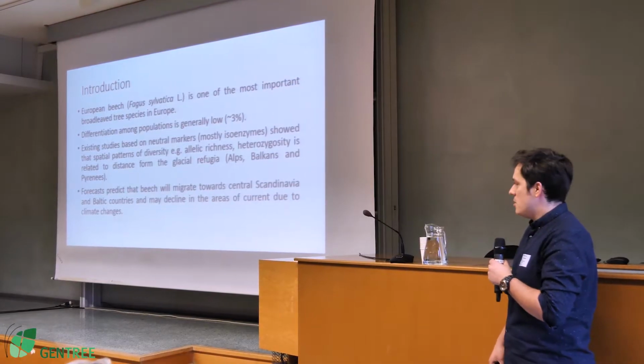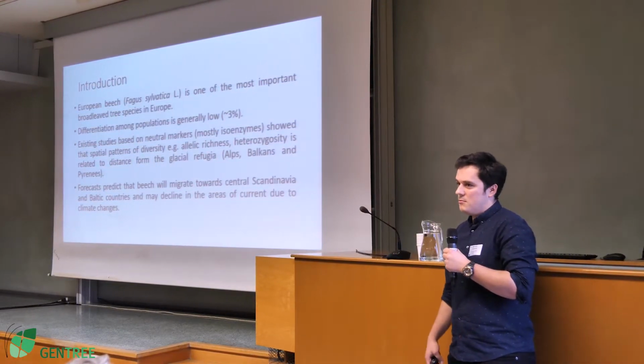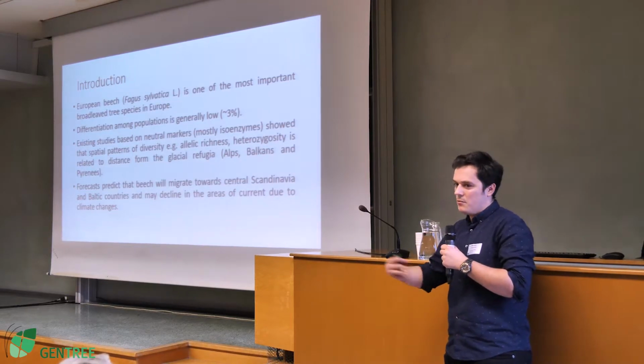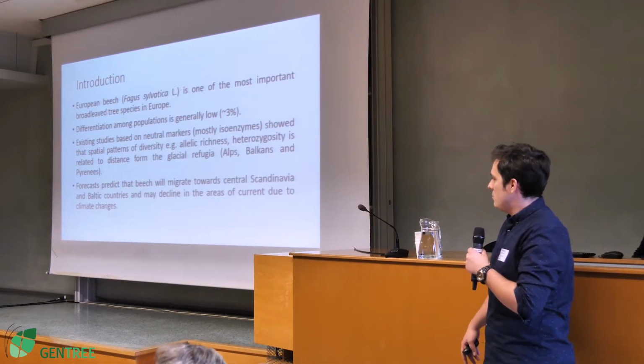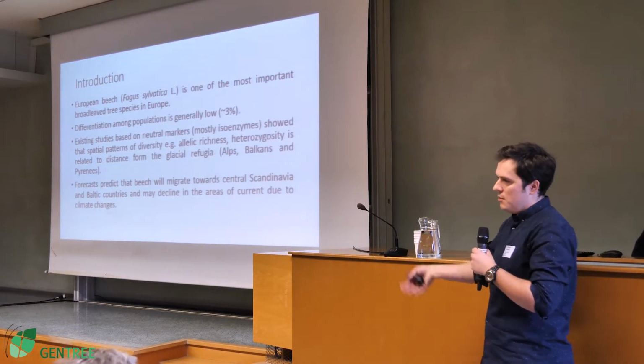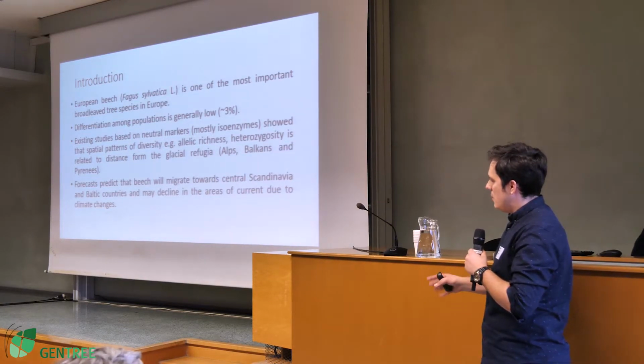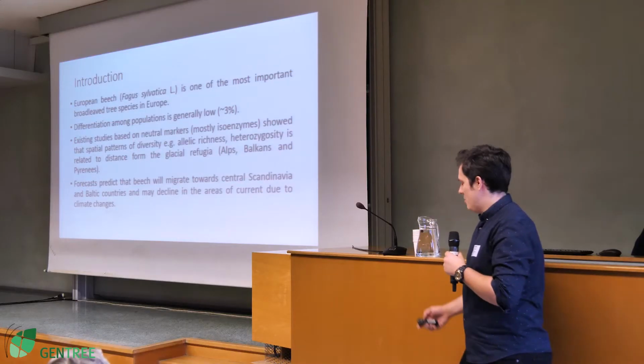As we talk about climate change, forecasts predict that because the species still evolves and still migrates, it will migrate towards central Scandinavia, the Baltic countries, and Lithuania. There are also forecasts that it may decline in areas that exhibit long-term drought events. To be fair, we have this kind of situation in Poland, and I think in Ukraine, so we are just in the middle of a disaster.